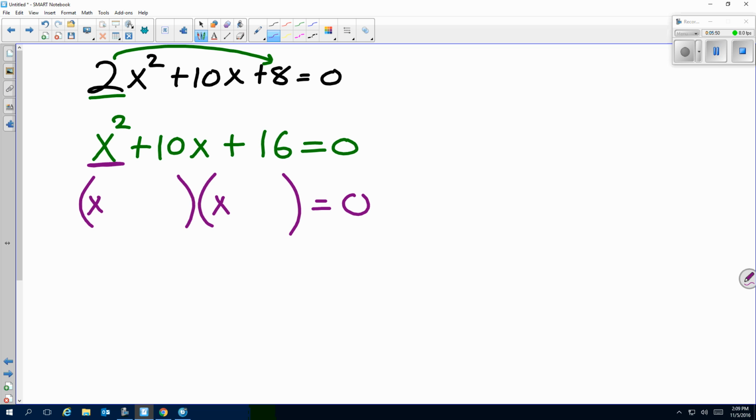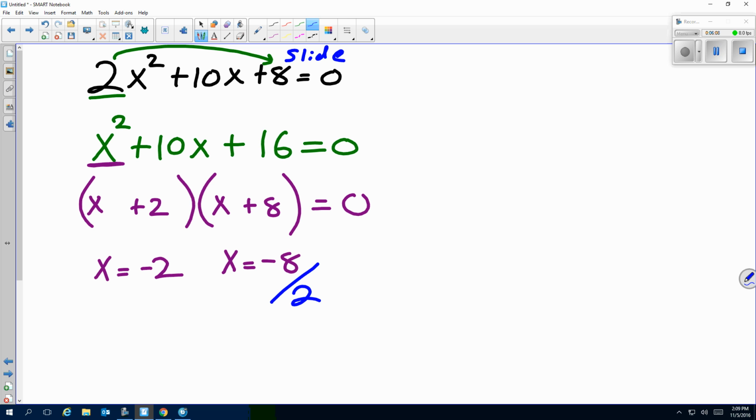Looking for factors of 16, well, a positive 2 and a positive 8 will work. And that tells me that x must be equal to -2 and x must be equal to -8. But wait, that was just the slide part. Now we have to do the divide part.